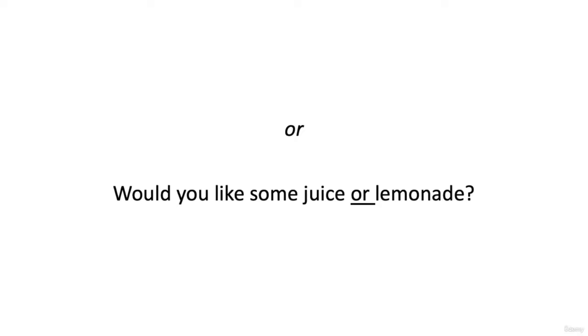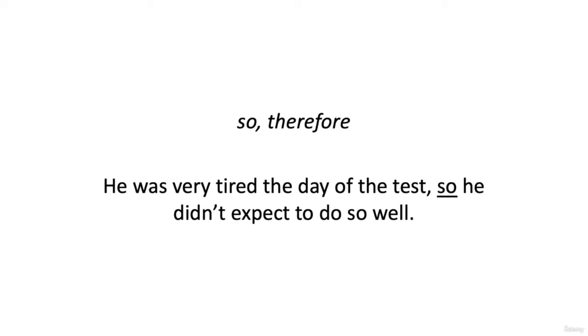"Or" is used to present a choice or alternative. Would you like some juice or lemonade? You can choose between the juice and the lemonade. The conjunctions "so" and "therefore" indicate a cause and effect. For example, he was very tired the day of the test, so he didn't expect to do so well.